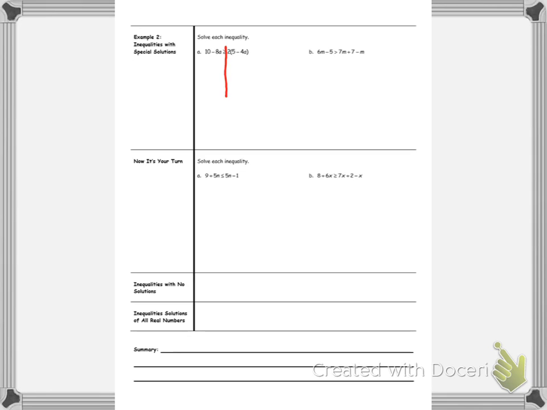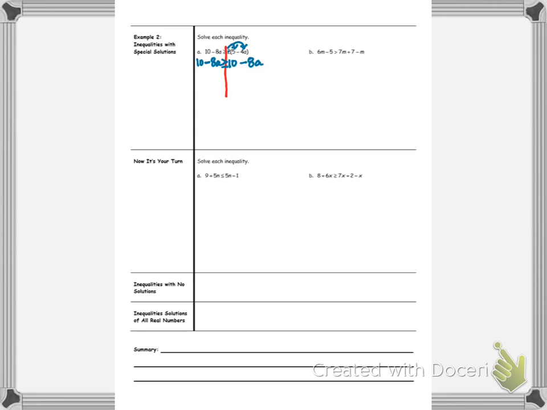And then I'm going to go and distribute 2 times 5 and 2 times negative 4a. So 10 minus 8a stays the same. 2 times 5, greater than or equal to, is 10. 2 times negative 4a is negative 8a. So we have 10 minus 8a is greater than or equal to 10 minus 8a. If you notice, they are both the same on both sides, okay?